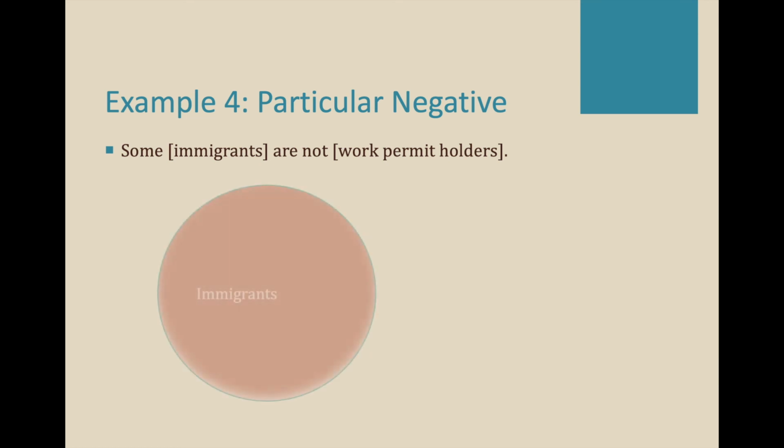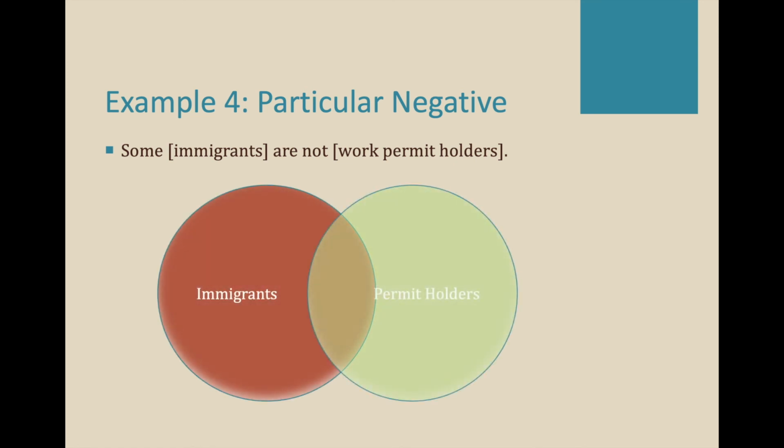And here's how we would represent it visually. We have immigrants and we have permit holders, and at least implicitly there may be some immigrants who do hold permits, but we're not talking about the ones who do. All the statement tells us about is those who are not permit holders. So we're talking about these immigrants outside of the class or category of permit holders. And that's the particular negative statement. Here's another example.